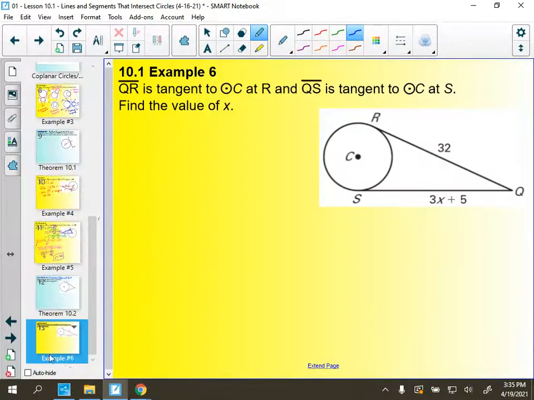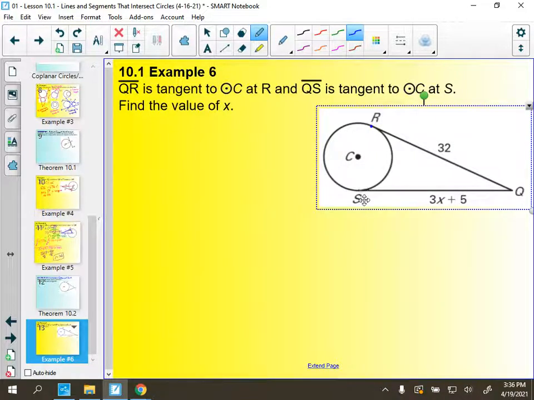All right, so let's take a look. I mentioned it a second ago. Last example here. So here's what we got. It tells us that QR is tangent to circle C at point R. So that takes care of this top piece, QR. And then also QS is tangent to circle C at point S. So that's kind of a formality, making sure that theorem applies. Now find the value of x.